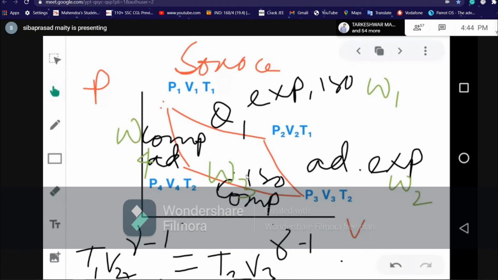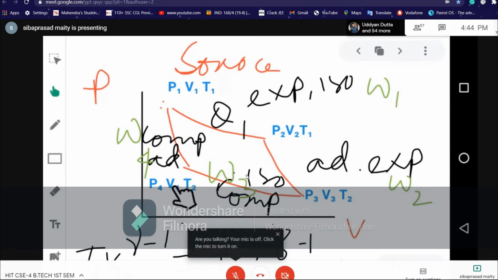And another one you write, T1 into V1 to the power gamma minus 1 equal to T2 into V4 to the power gamma minus 1.